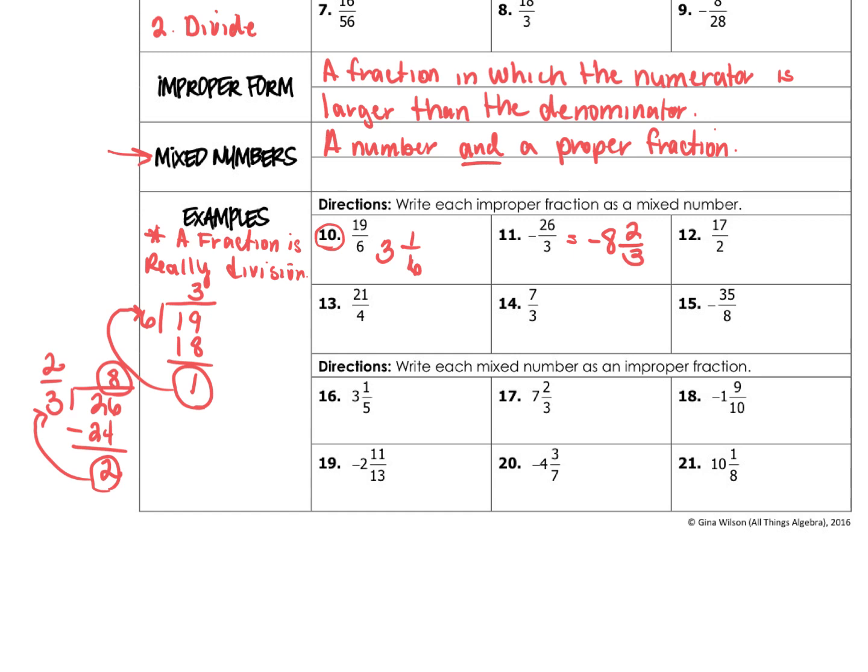Now, for number 16, it says to write it as an improper fraction. So now we're going to go back the other way. We're going to multiply the denominator and the whole number, and then we're going to add the numerator. So 3 times 5 is 15. Plus 1 is 16. And then you put this number over the denominator. So that's going to be 16 over 5.